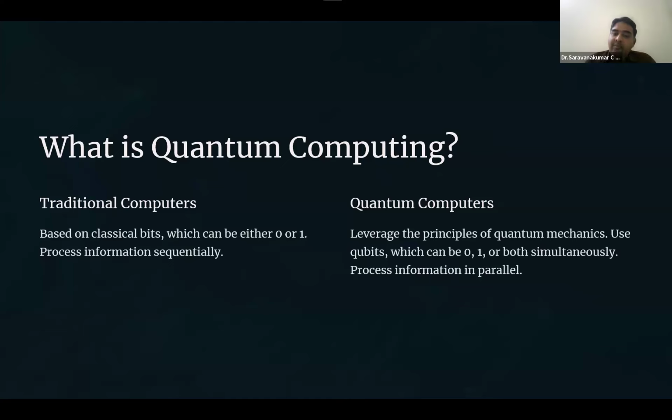And whereas in quantum we call it qubits. Here we call it a classical bit, here we call it a qubit. And as the name suggests, quantum, it is a qubit here. And normally a qubit can be in any state.